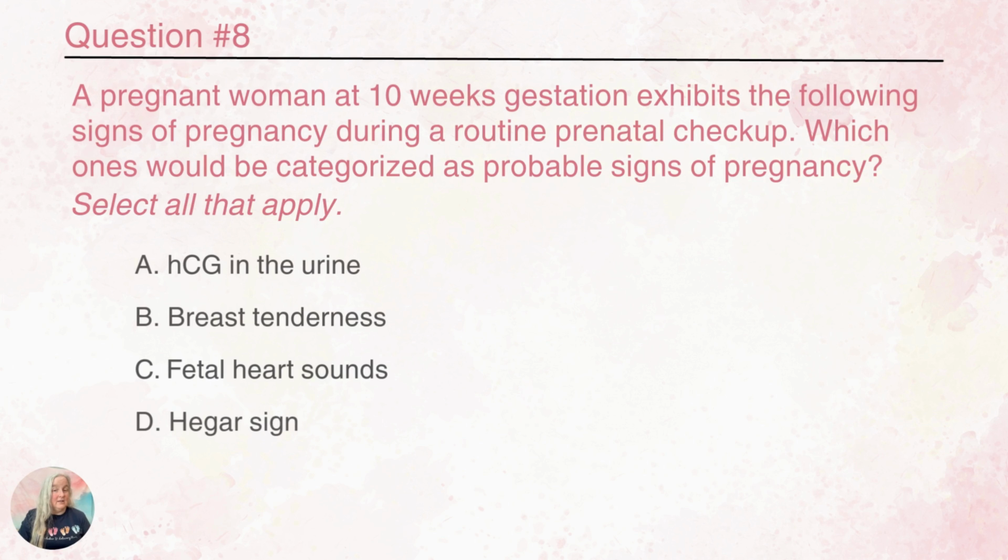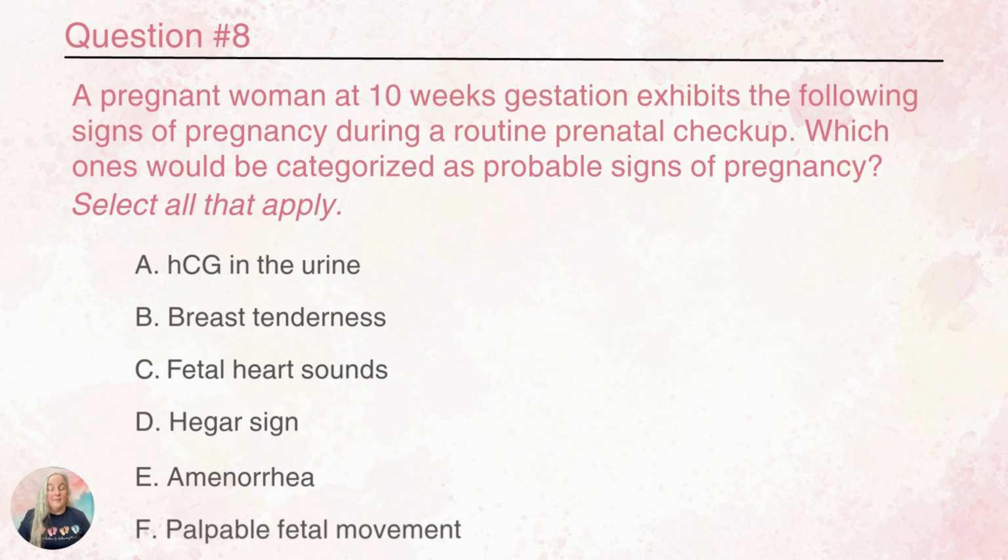D, Hegar sign. Is that objective or subjective? That's objective. The nurse can assess, so that is a probable sign. E, amenorrhea. Is that objective or subjective? This is subjective, so it's a presumptive sign. And then palpable fetal movement is coming from the fetus, so that's a positive sign. So the ones of these that are probable signs are A, HCG in the urine, and D, Hegar sign. Those are both objective findings that are probable signs of pregnancy that can be assessed by the nurse or the provider.